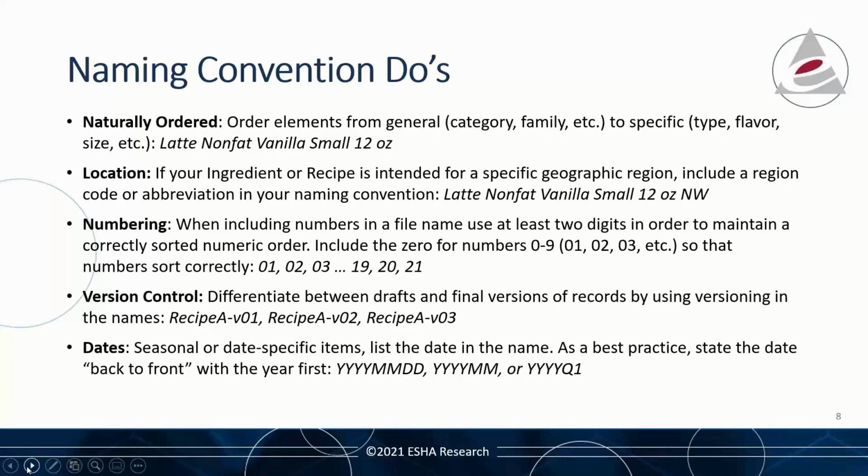Some records go through several versions before being finalized, so to help you track the versioning, you can incorporate that into the record names. And for best practice, if you include dates in your names, consider beginning dates with the year format, followed by the month and day or quarter, as you can see here.